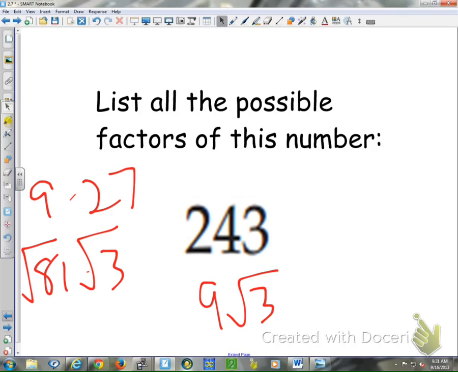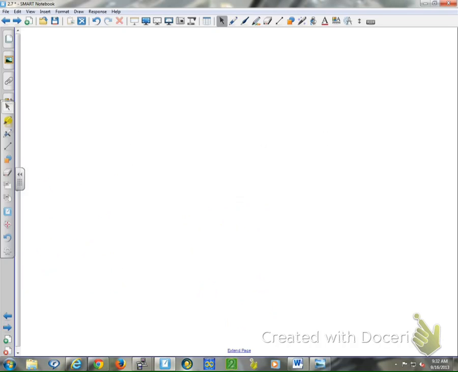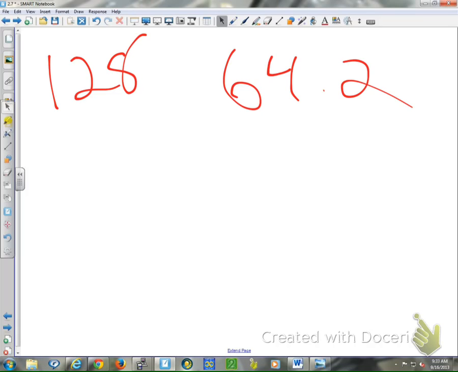The one we just did, if we had fully factored it, what was it, 128? If we had fully factored it, we would have found that 128 factors down into 64 times 2. What's the square root of 64?